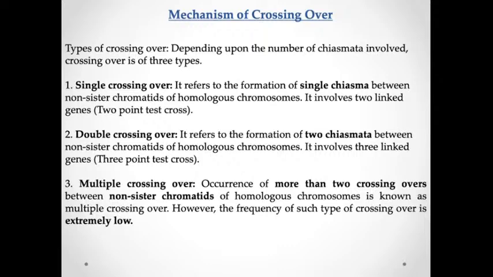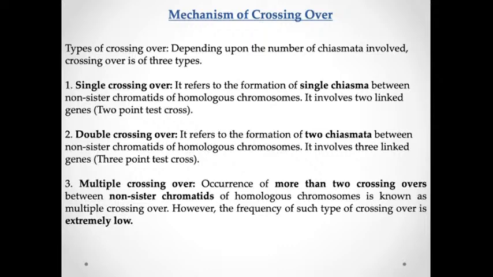There are different types of crossing over depending upon the number of chiasmata involved. It is of three types: single crossing over, double crossing over, and multiple crossing over. Single crossing over refers to the formation of a single chiasma between the non-sister chromatids of homologous chromosomes. It involves two linked genes, that is, two point test crosses in that case.